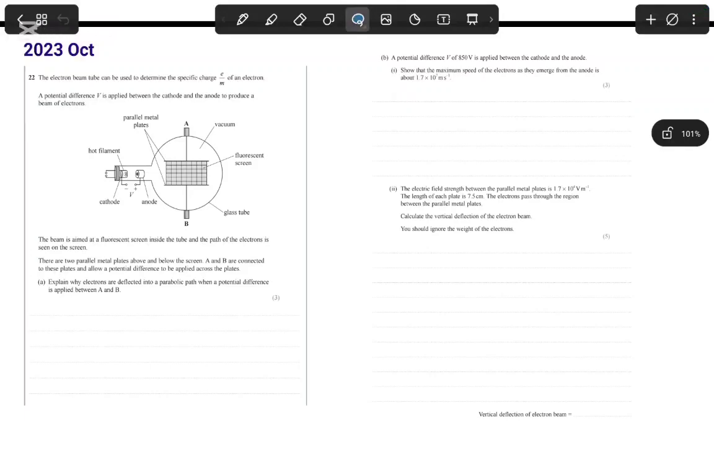We're going to be going to 2023 October, question number 22. So you can pause the video, try out the question. This is going to be from the electric fields. And if you want to see the mark scheme and the examiner report, you can go to the end of the video.